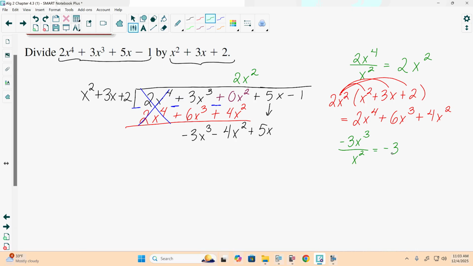When we divide x cubed over x squared, that would just be x, because 3 minus 2 is going to be 1. When we divide like bases, x cubed over x squared, we subtract the exponents. 3 minus 2 is 1. So our next term is going to be negative 3x.